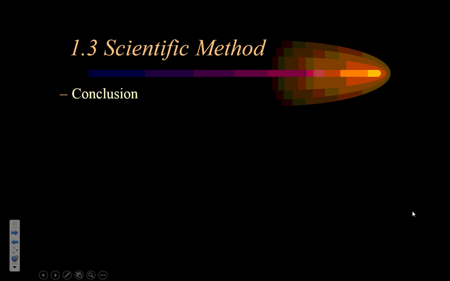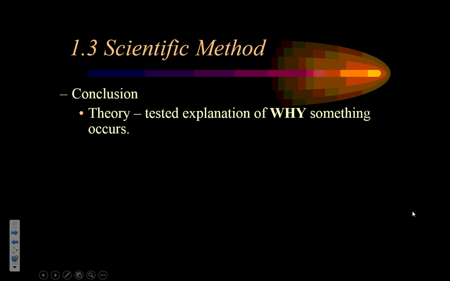Now, finally, the conclusion part of this. I'd mentioned that you might end up with a conclusion that was a theory, or you might end up with a conclusion that was a law. A theory is a tested explanation of why something occurs. So whenever you see theory, think why, because what you're doing is explaining why something happens.